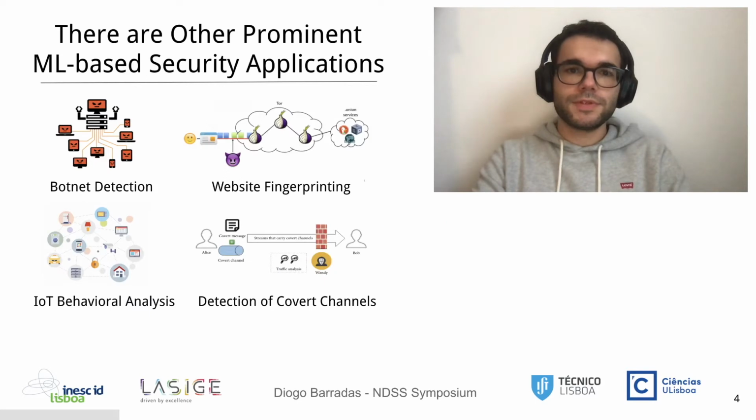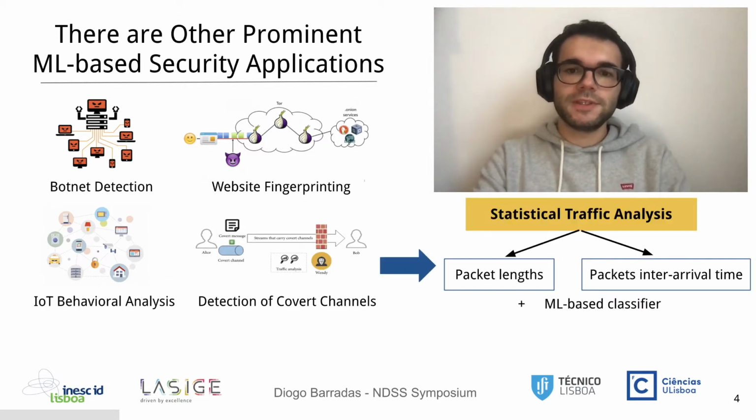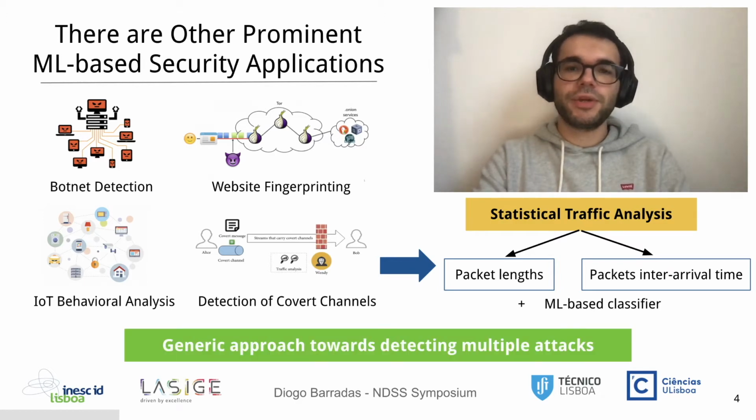In particular, previous approaches ignore a number of machine learning-based security applications, such as the detection of botnets, website fingerprinting, which consists of identifying a particular website browsed over an encrypted tunnel, the analysis of the behavior of IoT devices, and also the detection of network covert channels. One thing that all these applications have in common is their reliance on statistical traffic analysis and on the inspection of the distribution of packet lengths or packet inter-arrival times of different flows, tied with the use of a machine learning-based classifier.